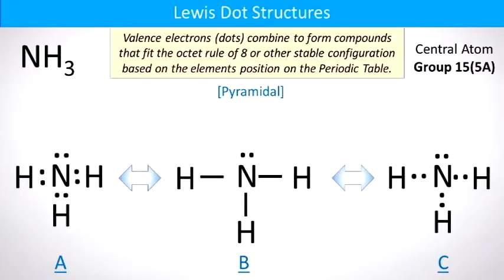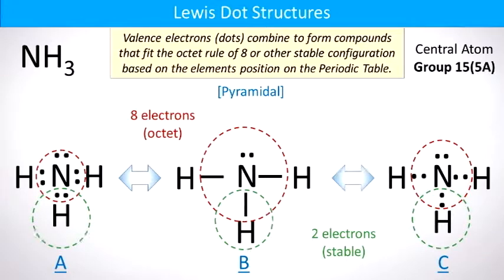And if we clean that up, we see projection A, B, and C, as the final Lewis structures with a lone pair on nitrogen. It should be noted that nitrogen conforms to the octet rule of 8 as shown on this slide, and hydrogen forms a stable bond with nitrogen containing 2 electrons based upon its position on the periodic table.